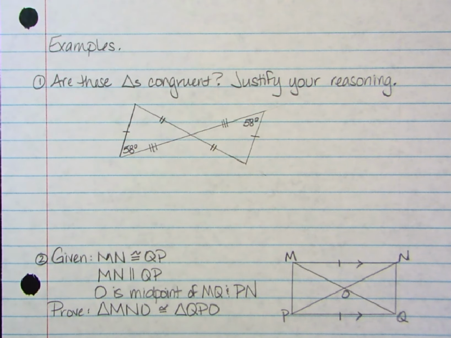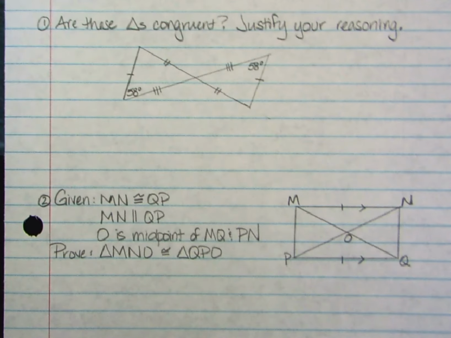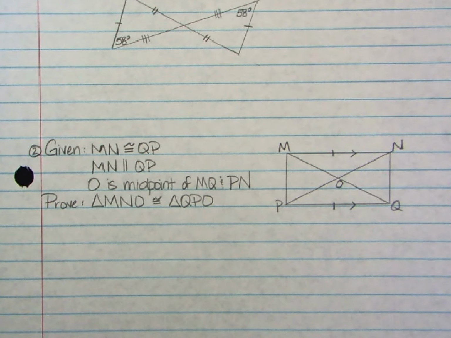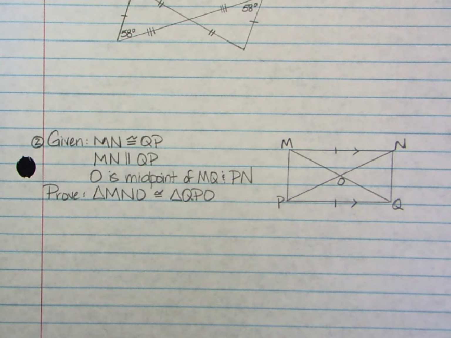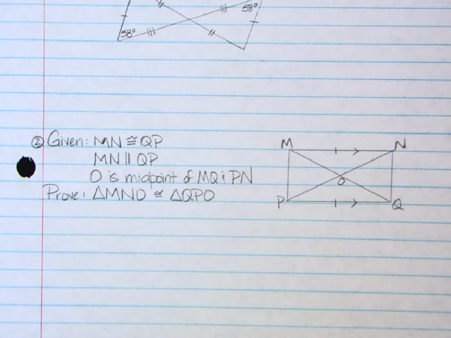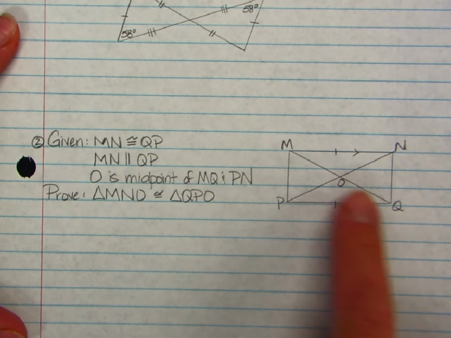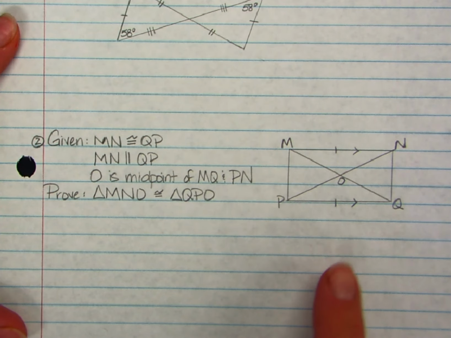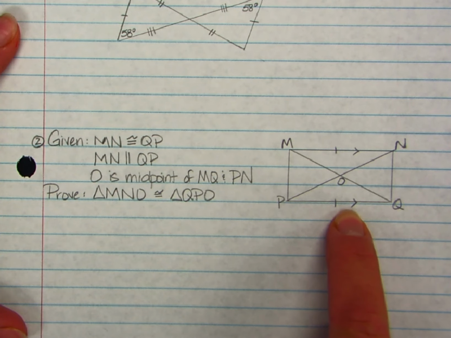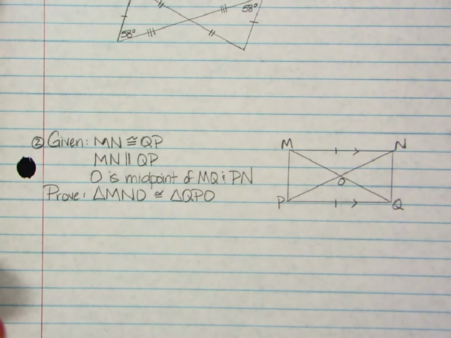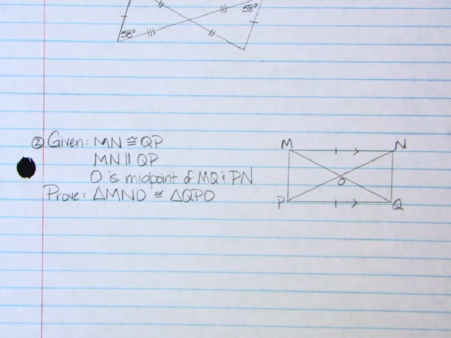So here in problem number 2, this is where I would like you to do a proof. So you're given the information, and I want you to prove, is triangle MNO congruent to triangle QPO? So in order to do that, again, you might need to use alternate interior angles, alternate exterior angles, and in this particular shape, we know that MN is parallel to PQ because it has those triangle markings on it. So we do know that those two lines are parallel to each other. So that might help you as well.